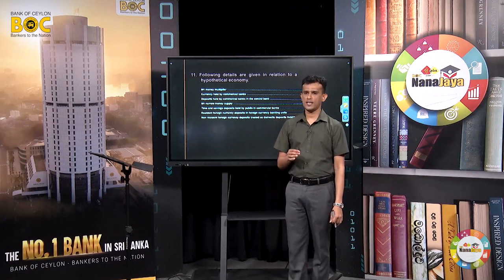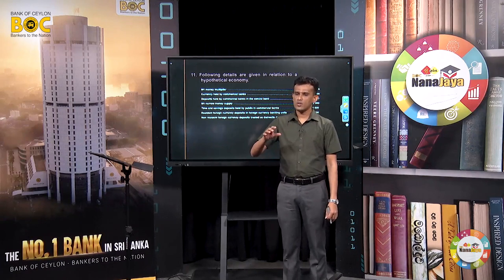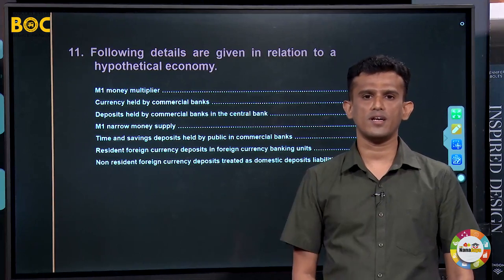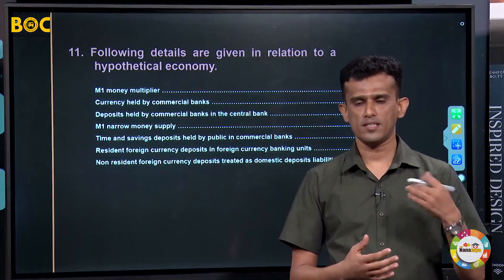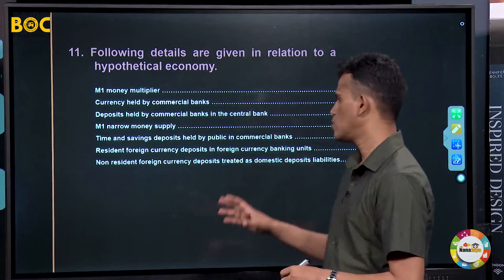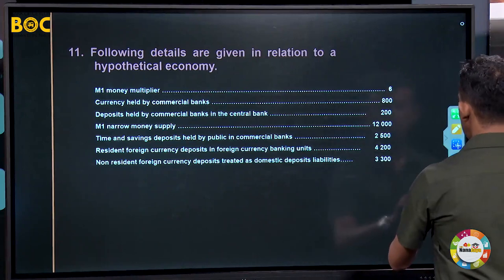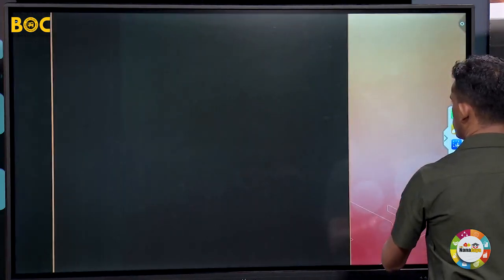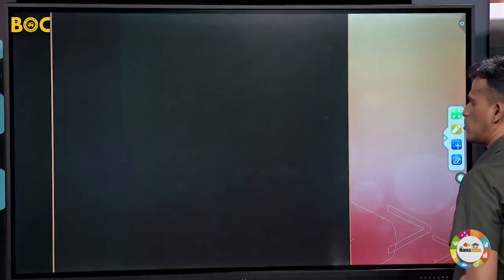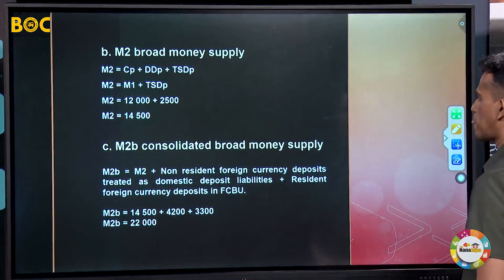Here the speciality is the account holder is living in Sri Lanka within the economy, but he is maintaining this deposit in terms of a certain foreign currency unit, maybe in terms of dollars, yen, or some other foreign currency unit. So we take the full figure here. We will look at the calculation.